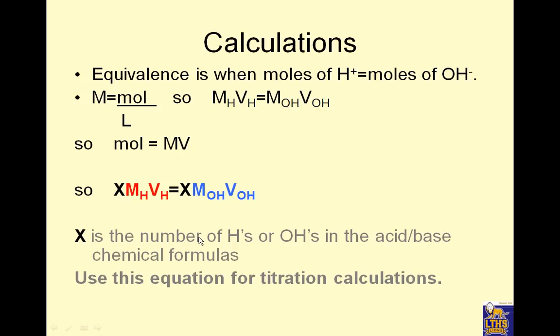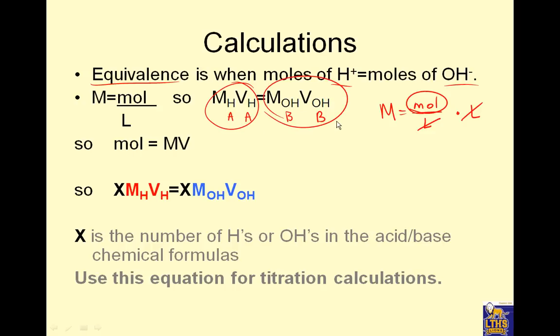Okay, so how are we going to calculate something about our acid or base? Well, when the moles of H equal the moles of OH minus, we know that's the equivalence. So how do you get moles? We use molarity. Molarity equals moles per liter, so if you multiply molarity times liters, you get moles. When is H plus equal to OH minus? When the molarity of the acid times its volume equals the molarity of the base times its volume. That's when moles of A equal moles of B, and that's the equivalence point.